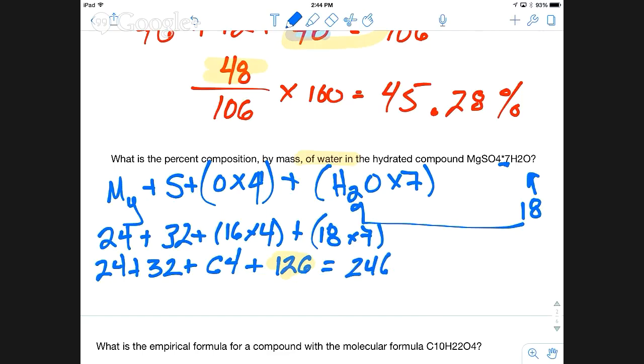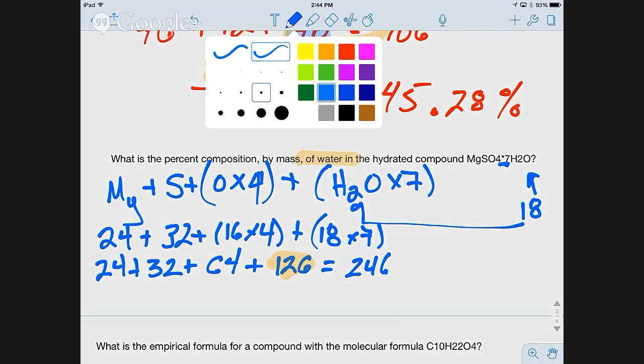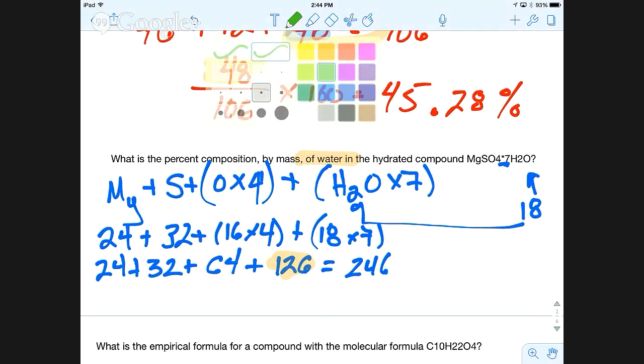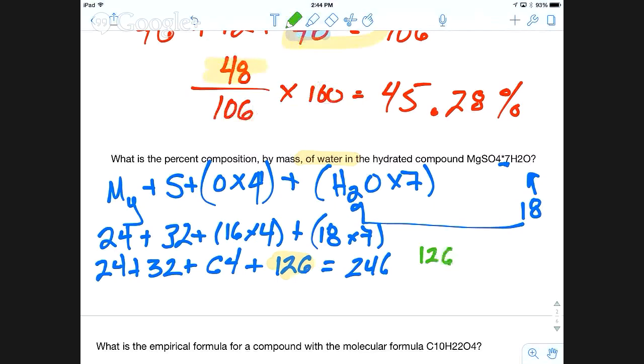So there's my total. So to do the percent composition of water, it's just going to be the part, 126, divided by the whole, 246, times 100. So 126 divided by 246 equals, I got about 51.2%, right? So not too bad.